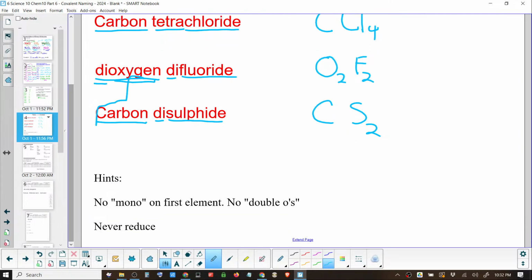When you're looking at the name, if there's no mono on the first element, so if it's just carbon, then it must mean monocarbon. There's no double O's as a reminder. Never reduce these. We would never take O2F2 and make it smaller because it is a molecule, and it's not a repeating pattern we reduce, it is O2F2. OF would be an entirely different compound.